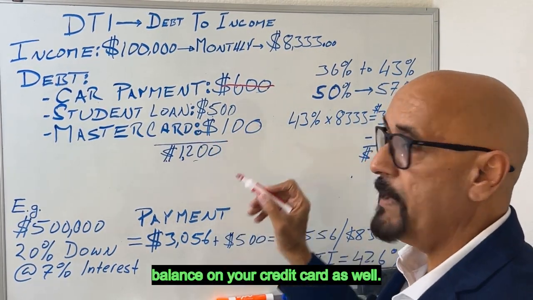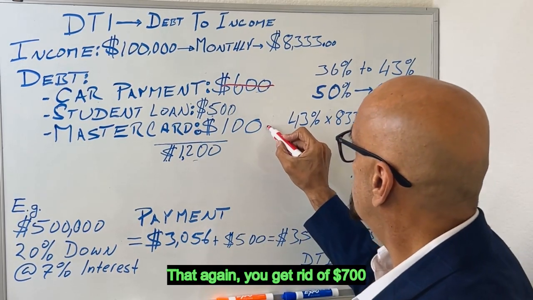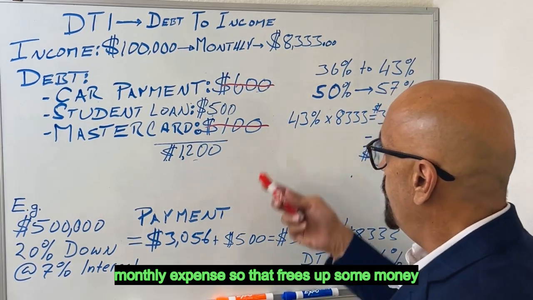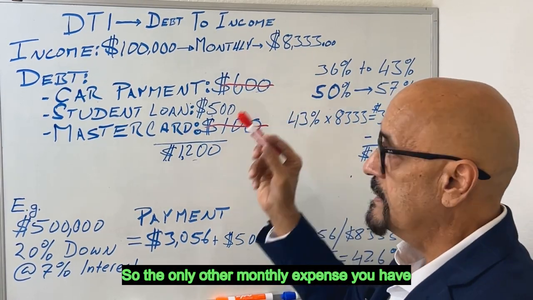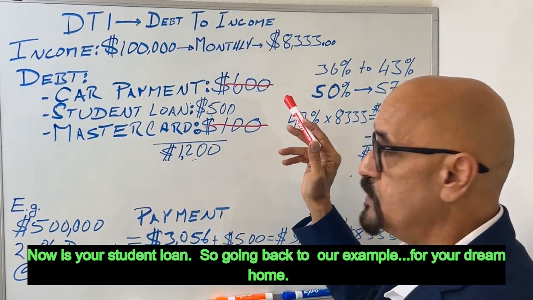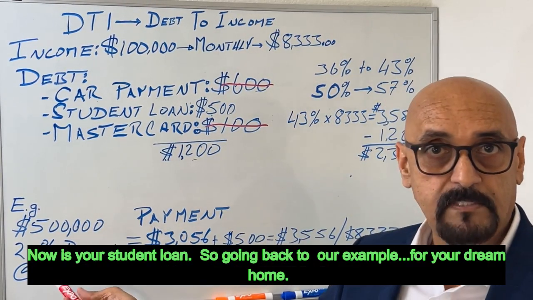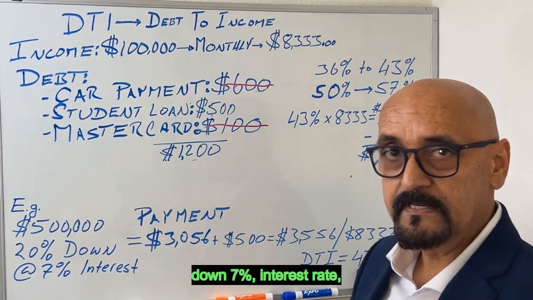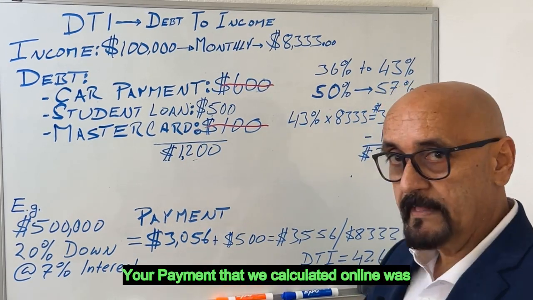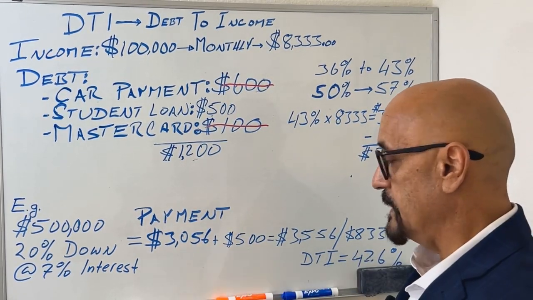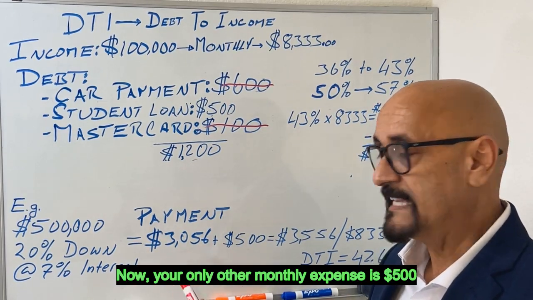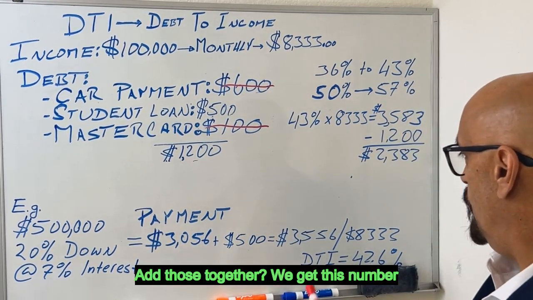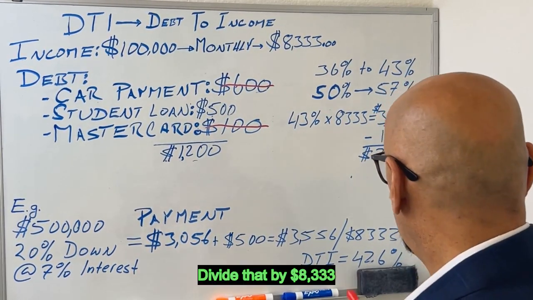And then let's say you can pay off the balance on your credit card as well. That, again, gets rid of a $700 monthly expense. So that frees up some money for you. So the only other monthly expense you have other than the mortgage now is your student loan. So going back to our example, for your dream home, you've got a purchase price of $500,000, 20% down, 7% interest rate, and your payment that we calculated online was $3,056. Now, your only other monthly expense is $500, the student loan. Add those together, we get $3,556.